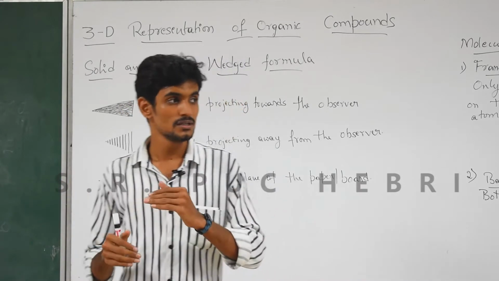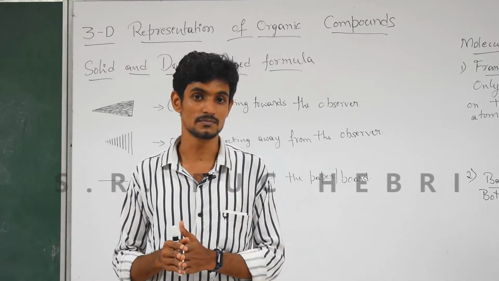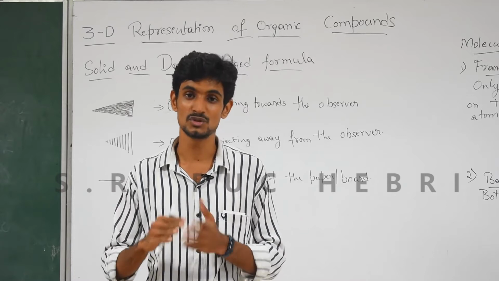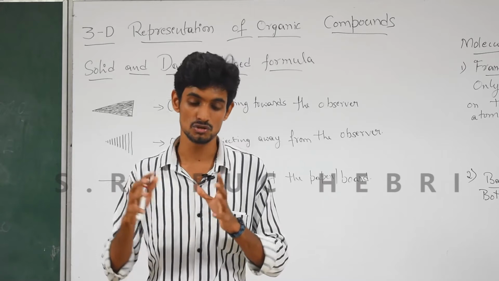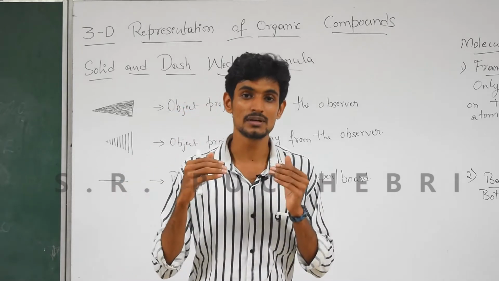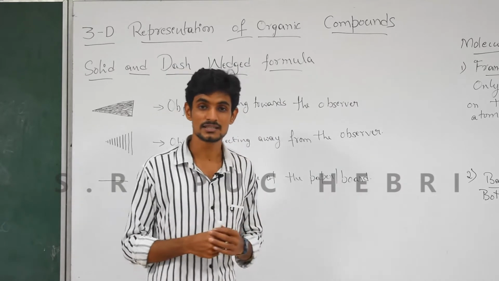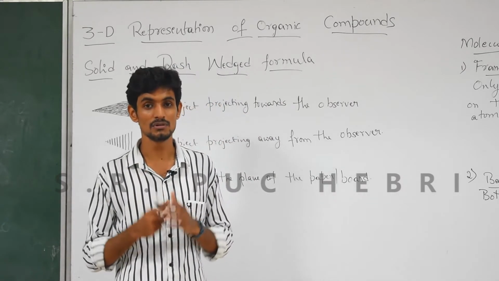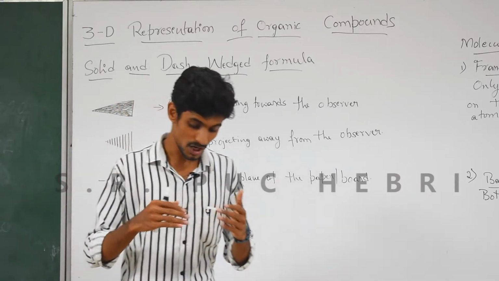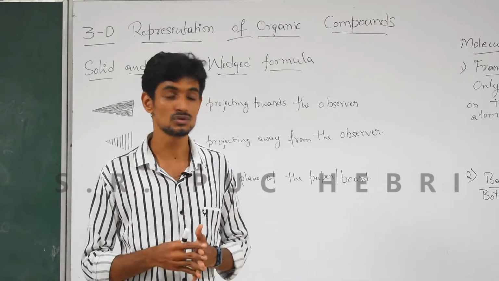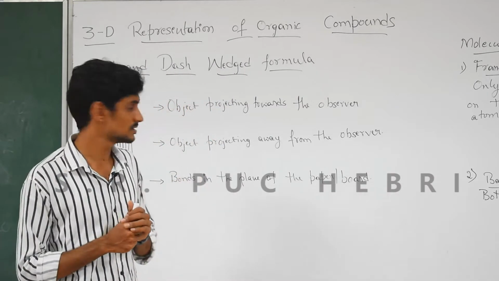Now, most organic compounds are not in two dimensions. They are not in a single plane, so the structure of organic compounds is in 3D. If you want to write the 3D structure of any organic compound on paper or on a board in a two-dimensional plane, how can we represent those structures? That is what we are going to study in this session.